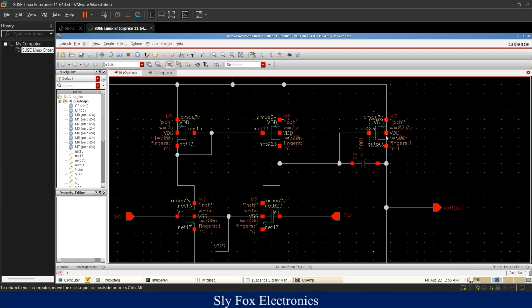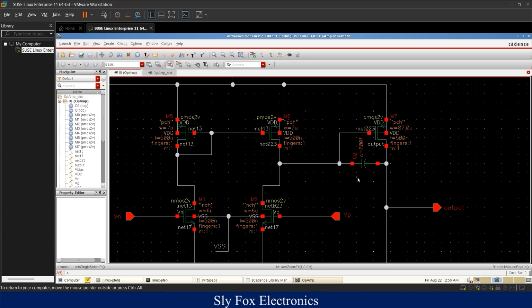And here is the second stage of our two-stage operational amplifier. This M7 transistor is set in a common source configuration. Its width is set to 87 micrometers and its length is set to 500 nanometers. For future improvements, it's a good idea to use fingers for this transistor because it has a large width. So to be able to use the chip area in the most efficient way, it's a good idea to use fingers for large transistors.